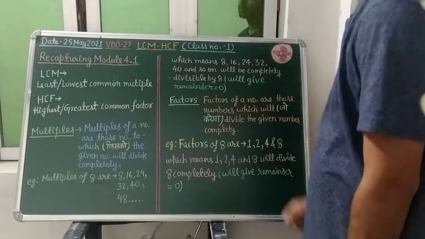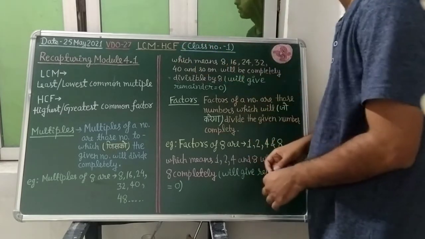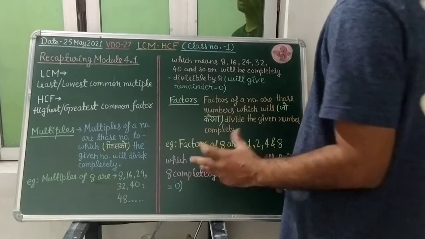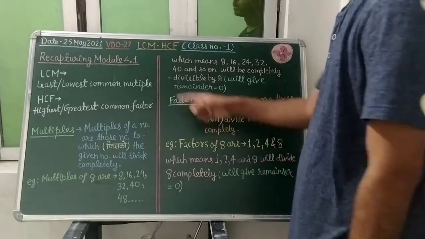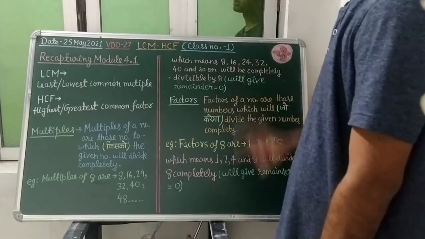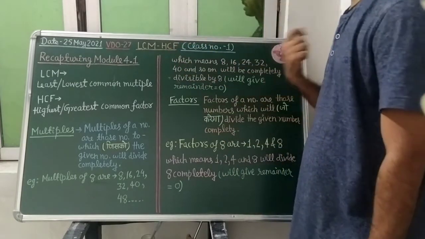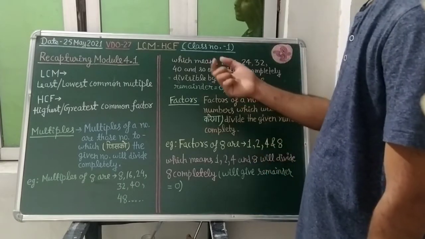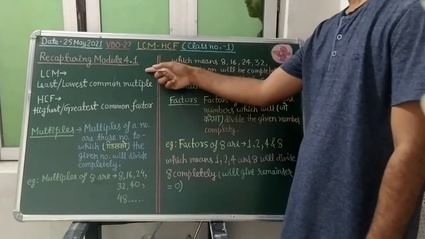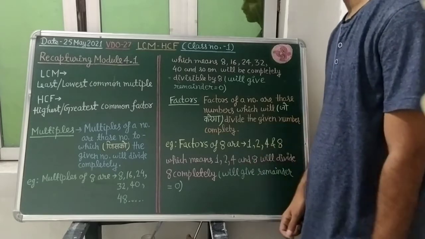So students, in this class number 1 of LCM and HCF, we will recapitulate, once again we will recapture what was in module number 4.1 which I had given. In that also I talked about LCM and HCF. So we will recapture that. Before that, you can write down what was in module 4.1 first, then I will speak about it.